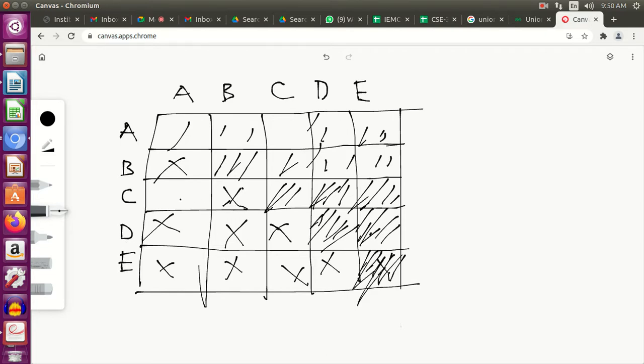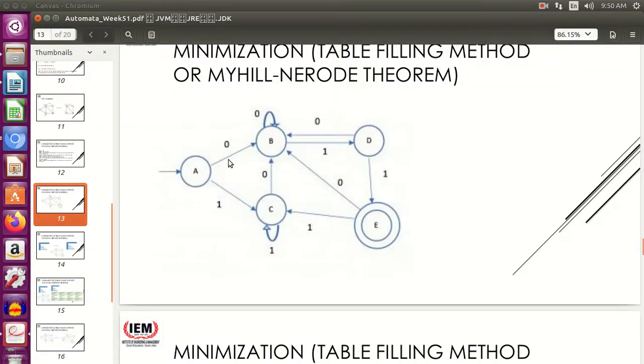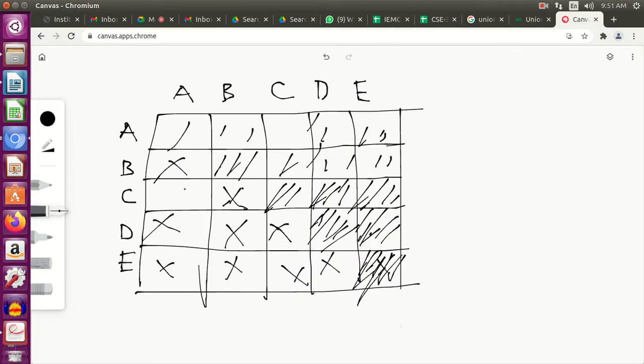Okay. What about AC? Check for AC. If you check for AC, AC does not have any such next state. So C on getting a 0 goes to B, C on getting a 1 goes to C, A on getting a 1 goes to C, A on getting a 0 goes to B. So none of the next states have been marked in the previous step, right? So therefore your AC is going to remain intact. AC won't be marked because A and C both do not have any next states which were already marked.